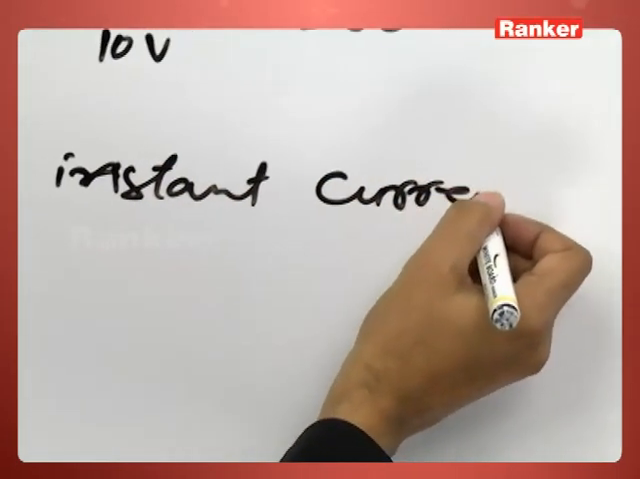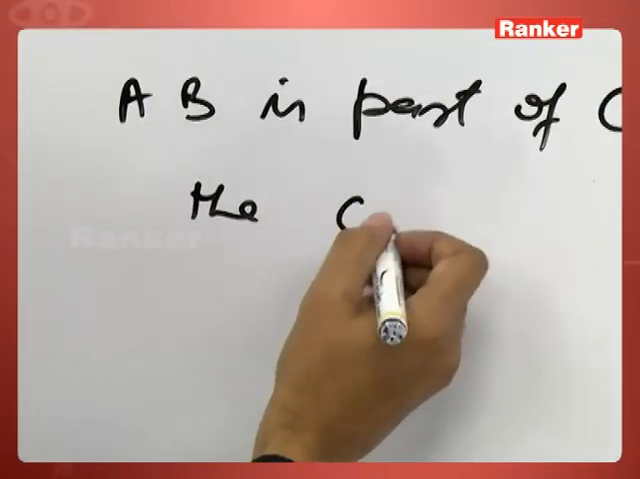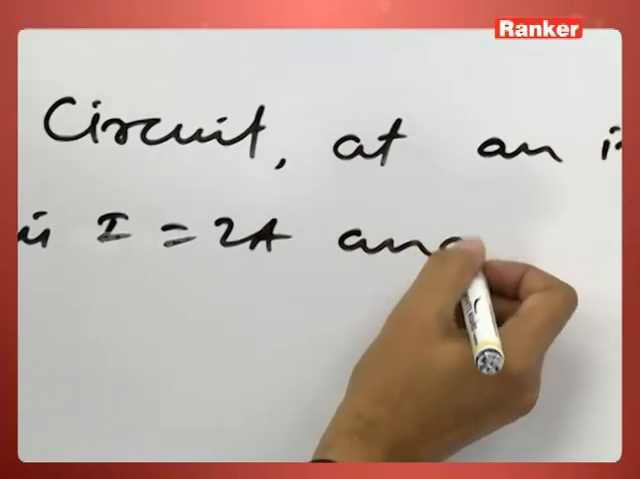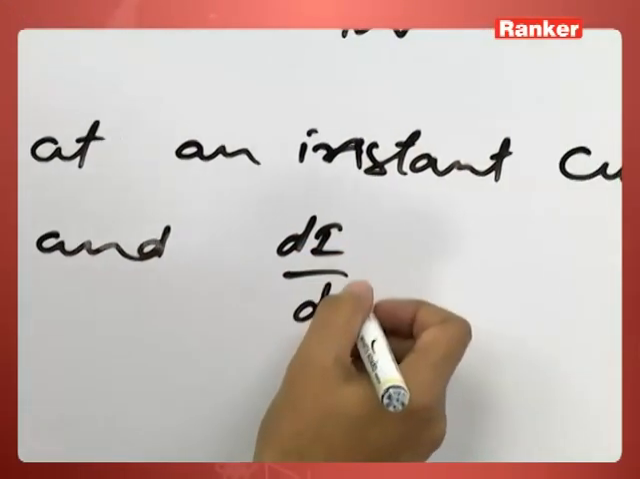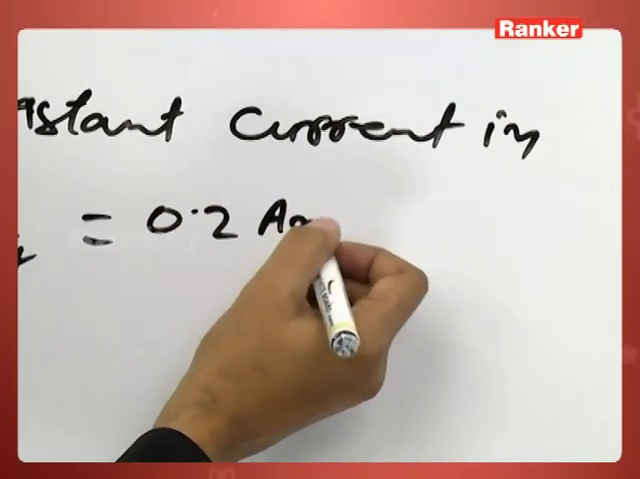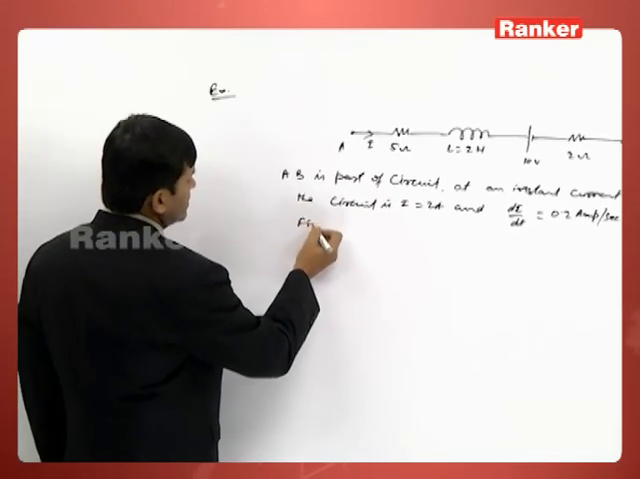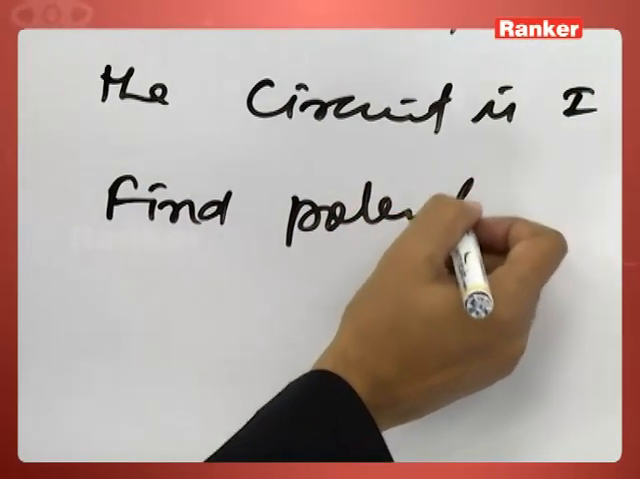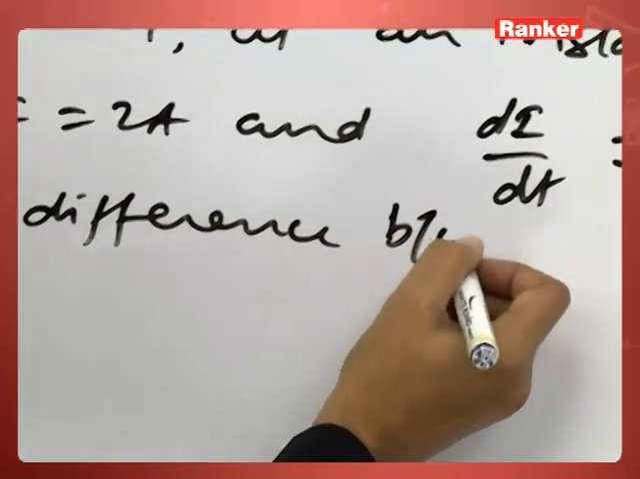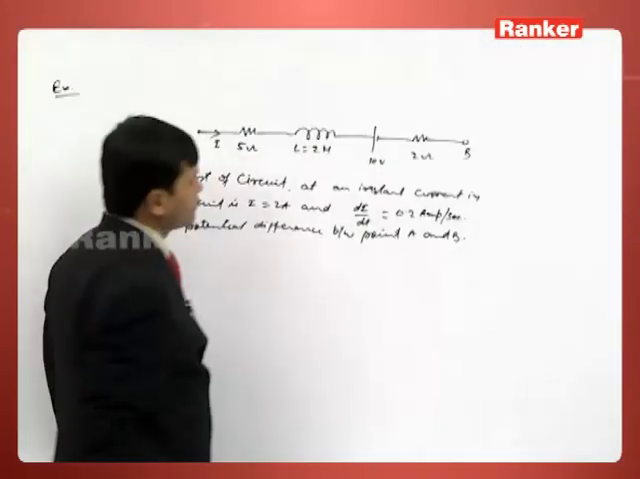The current in the circuit is I, which is 2 ampere, and di/dt is, let's say, 0.2 ampere per second. So the question is: find the potential difference between points A and B.